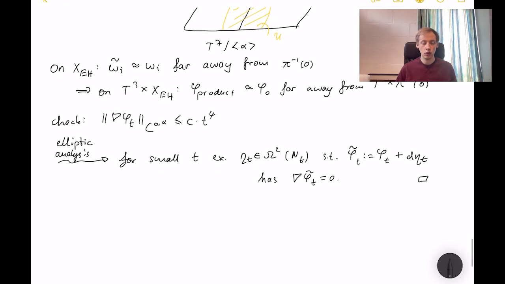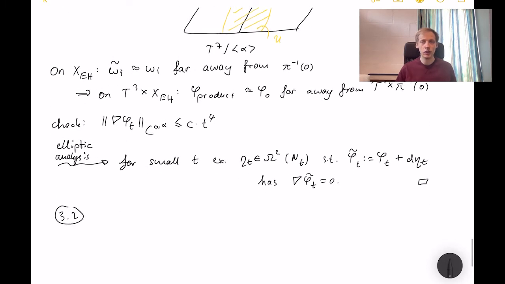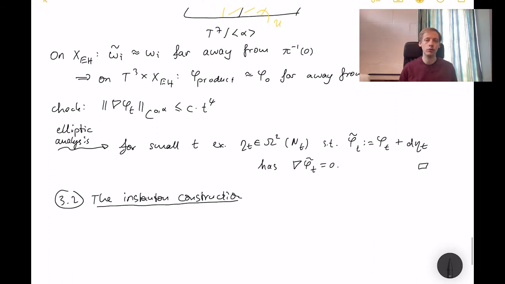Okay, excellent. So with the manifold construction done, we can now jump into the most exciting part of the talk, and that is the instanton construction. And just as we glued together two G2 structures for the construction of the G2 structure, we will now glue together two G2 instantons for the construction of the final G2 instanton.